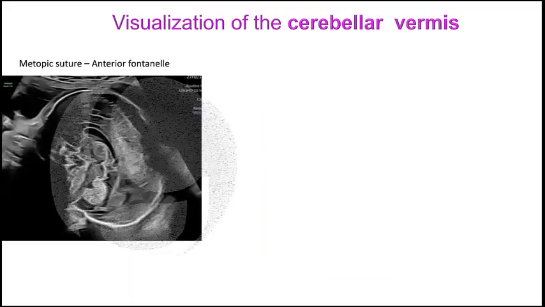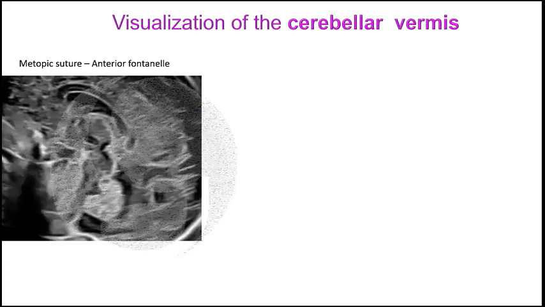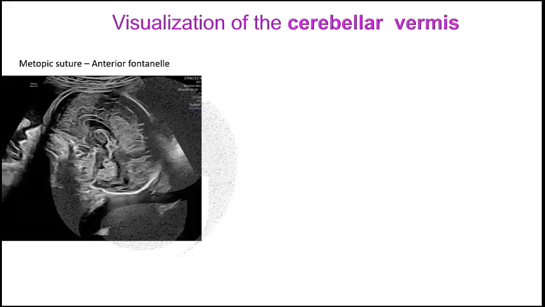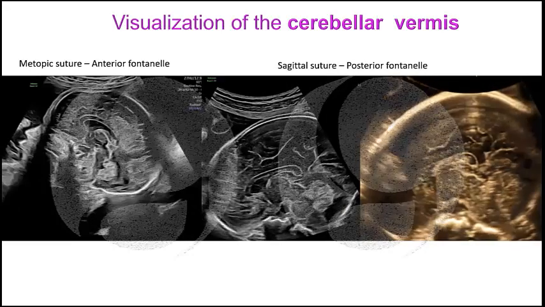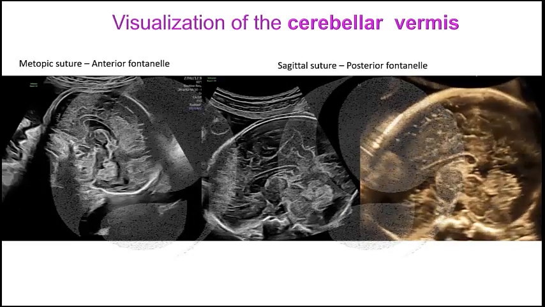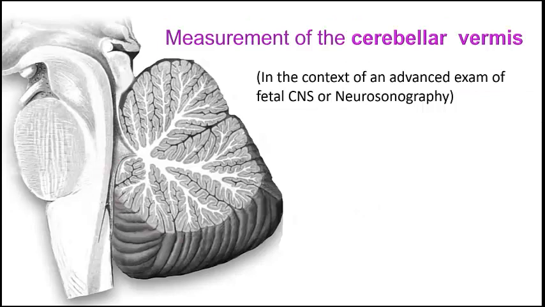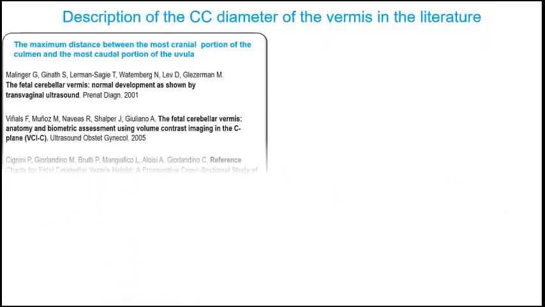To visualize the cerebellar vermis, we can use the insonation through the anterior fontanelle, which will provide us with an acceptable quality in many cases. But if we really need the best resolution, in most cases the insonation through the posterior fontanelle will give us much more detail. If we are doing a neurosonography or advanced exam, we have to measure the craniocaudal and anteroposterior diameters of the cerebellar vermis.